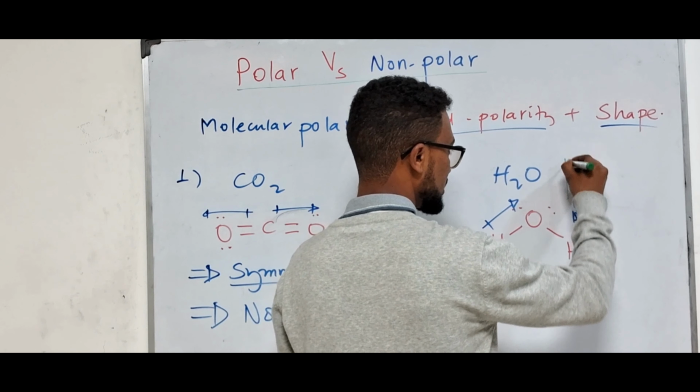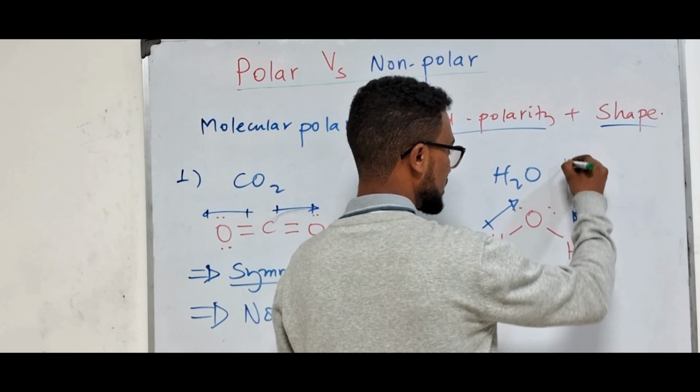Why do you think that is? This is due to the fact that the lone pairs of electrons in oxygen push these bonding pairs, and that defines the shape of water as bent, okay? Not linear, but bent, okay?